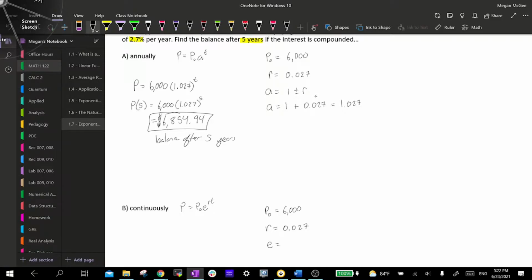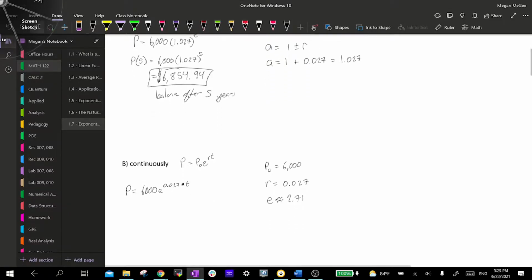e is approximately 2.71. We can just write it as e, so we have no more unknowns. So we have P equal to P naught, which is our 6,000, times e itself, raised to the 0.027 times t. Those are all up there in that exponent. And again, we want to find the balance after 5 years.